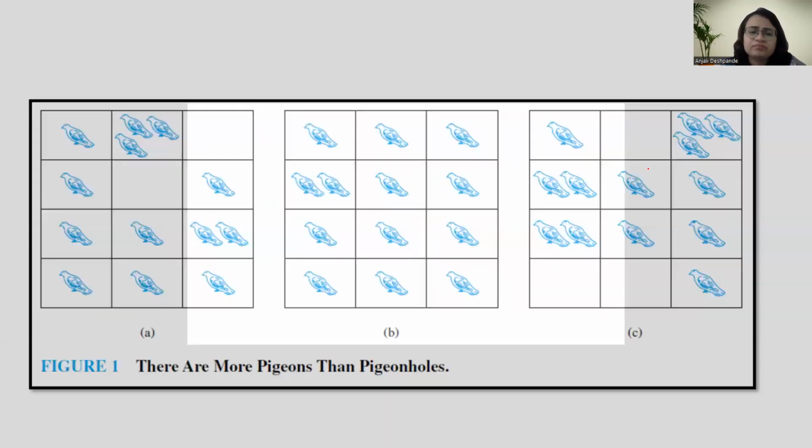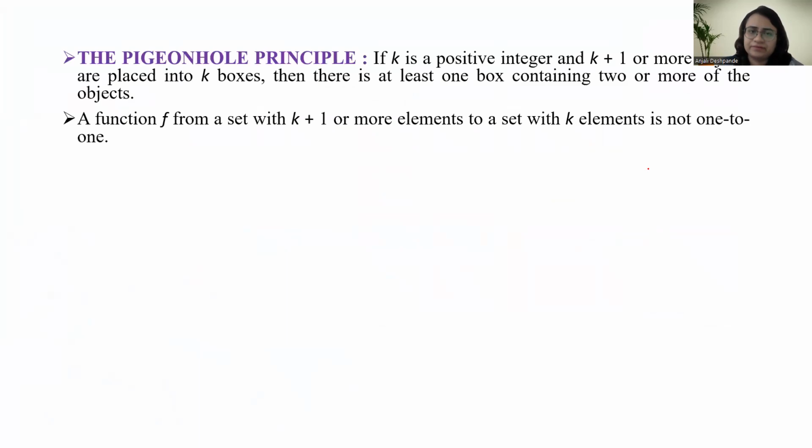So here, what can we infer from that? We can generalize this pigeonhole principle: if k is a positive integer and k plus 1 or more objects are placed into k boxes, then there is at least one box containing two or more of the objects. Or in terms of functions, a function f from a set with k plus 1 or more elements to a set with k elements is not one-to-one.